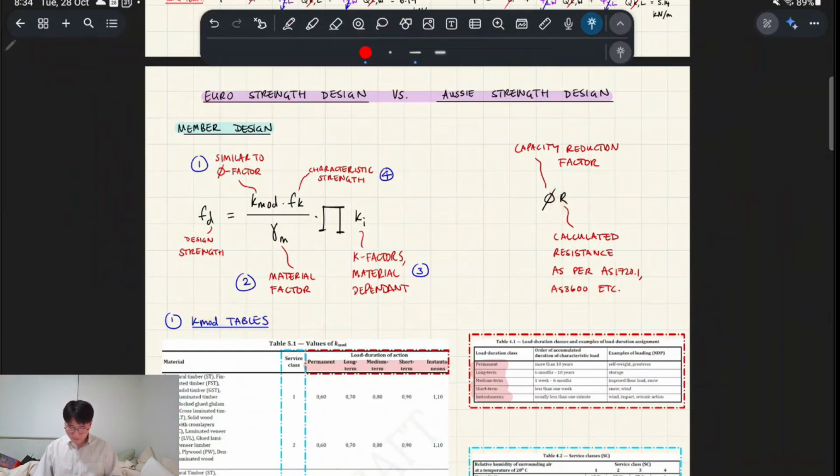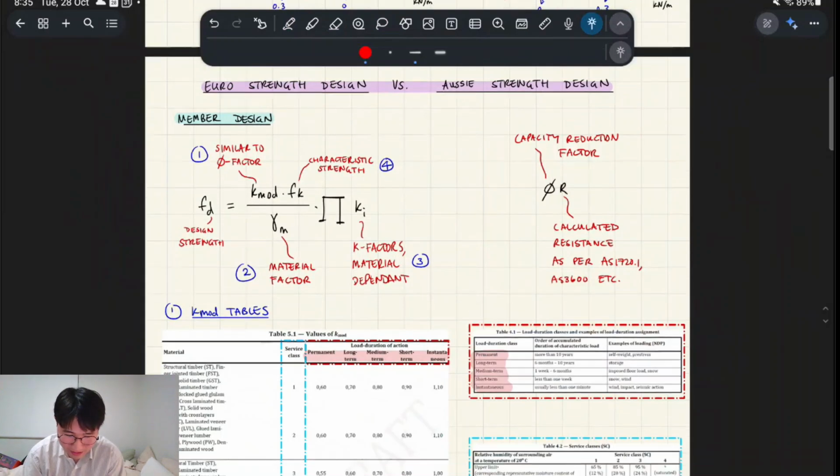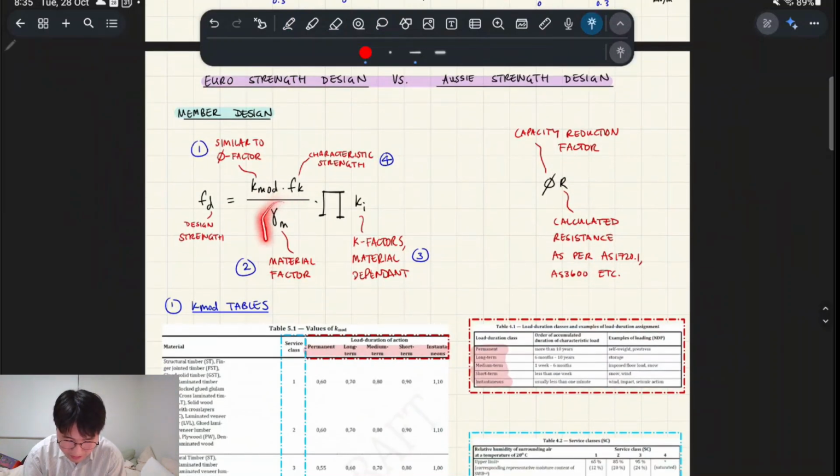But for Eurocode, it basically works the way that timber works. Because you know how the Australian timber standards look really different to all the other standards because they have a bunch of K factors. Well, it's based on the Eurocode, and the Eurocode has a bunch of K factors for everything. And it's also got this one additional thing called the material factor.